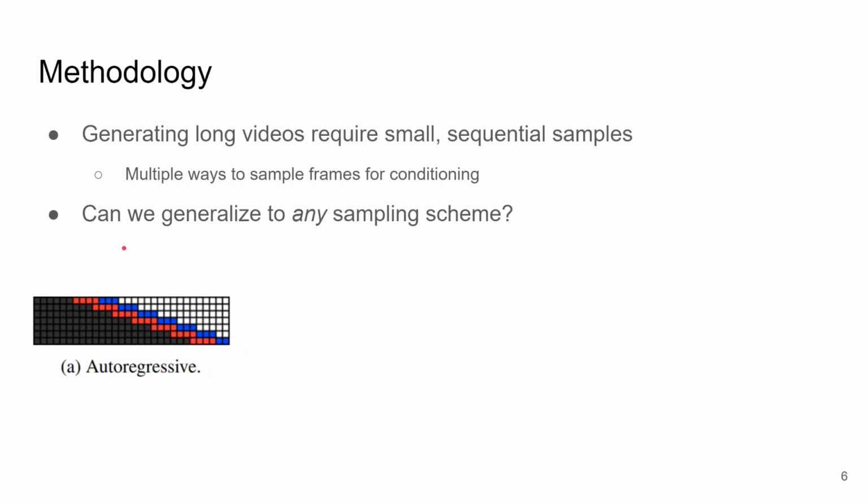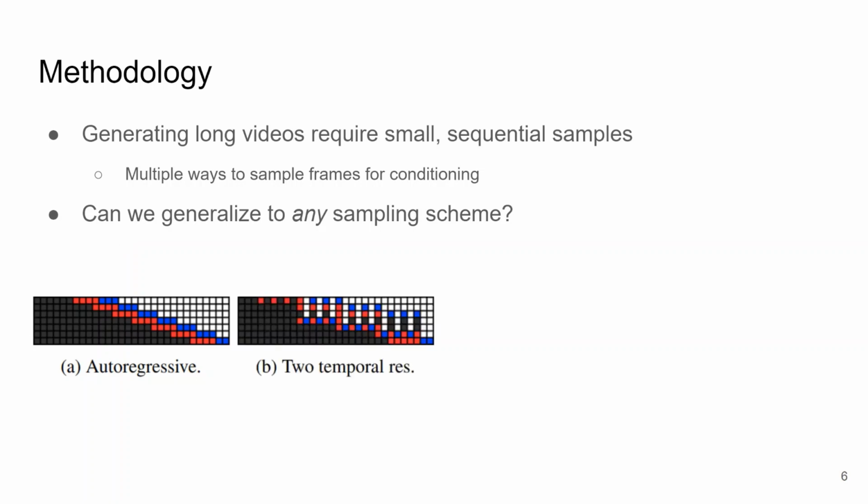But obviously, this isn't the only sampling scheme you can use to generate videos. Maybe you want a larger temporal receptive field, or more temporal information when sampling. So this could be another sampling scheme, where you can see the condition frames are a little more spread out. They span a longer timestamp. And you generate frames in this manner and then infill in between.